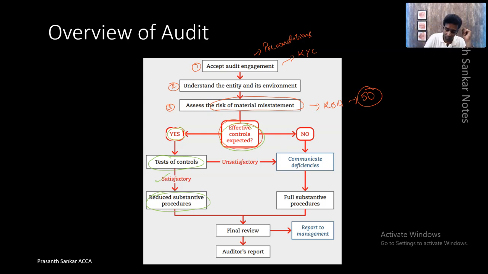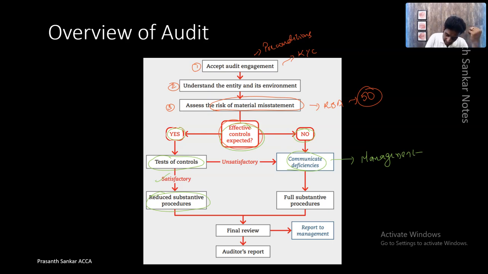So the first step we will do, if the controls are not effective, is communicate the deficiencies. To whom? To the management. We tell them that what you are doing is not correct. There are no controls. The process is not correct. This is not how you have to carry on, etc.